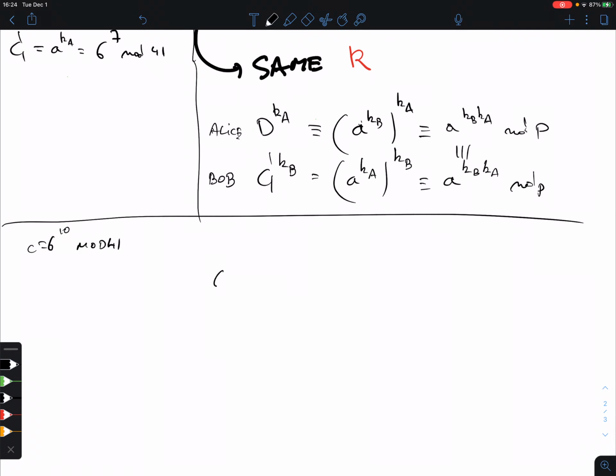So what do you have to do? We take 6, so this is mod 41. We square 6, so 6 squared, that is 36. That's the same still. Then we square again, so 36 squared.